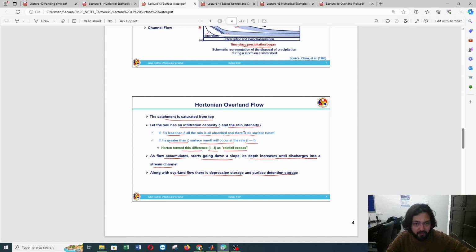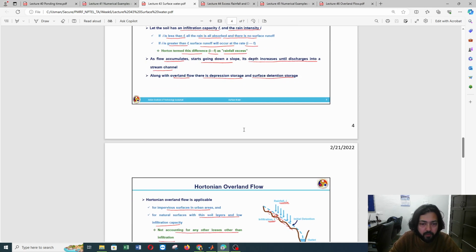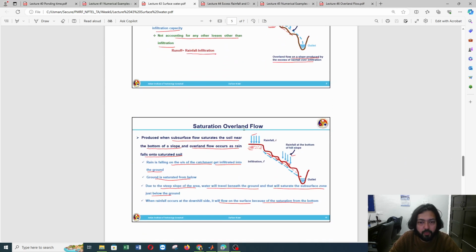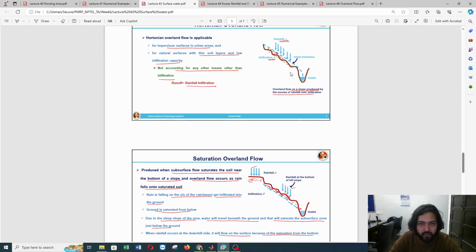I'll first give a brief of what is happening in Hortonian overland flow and what is happening in saturation overland flow. If you look at the two figures here, we can have a schematic comparison. In the Hortonian flow the water is not getting infiltrated. The water is entering the outlet as what we call excessive rainfall.